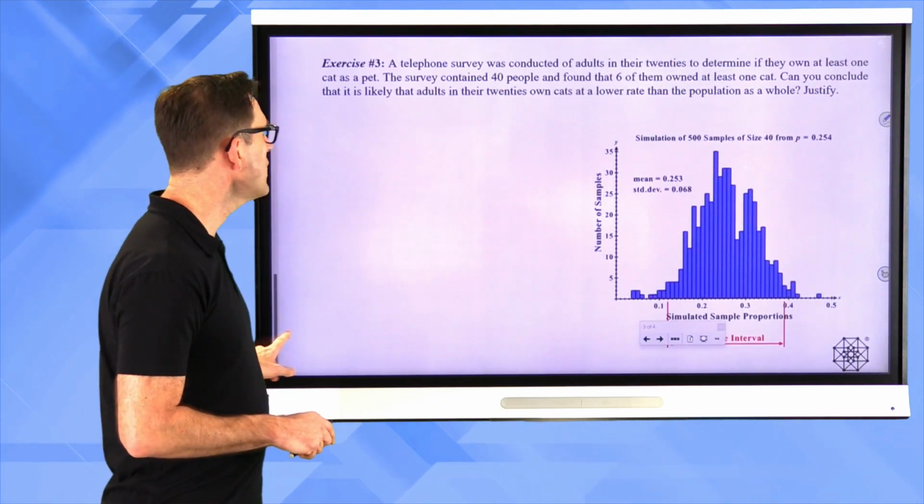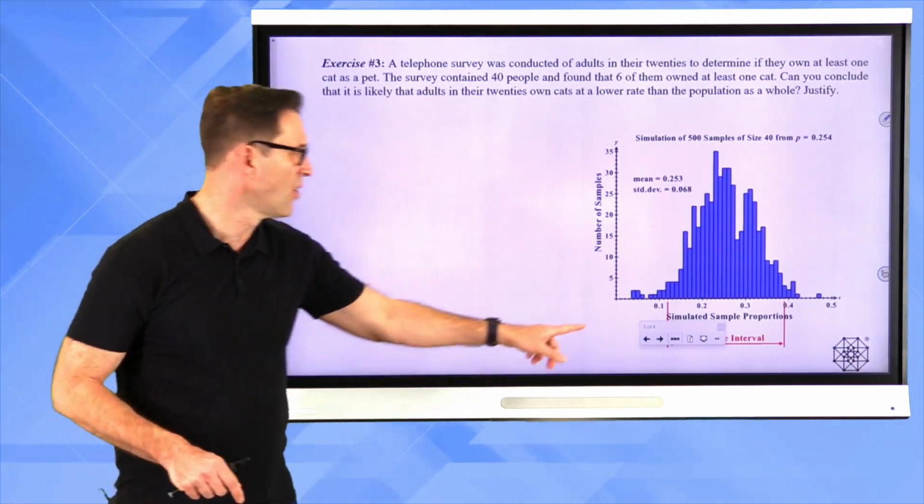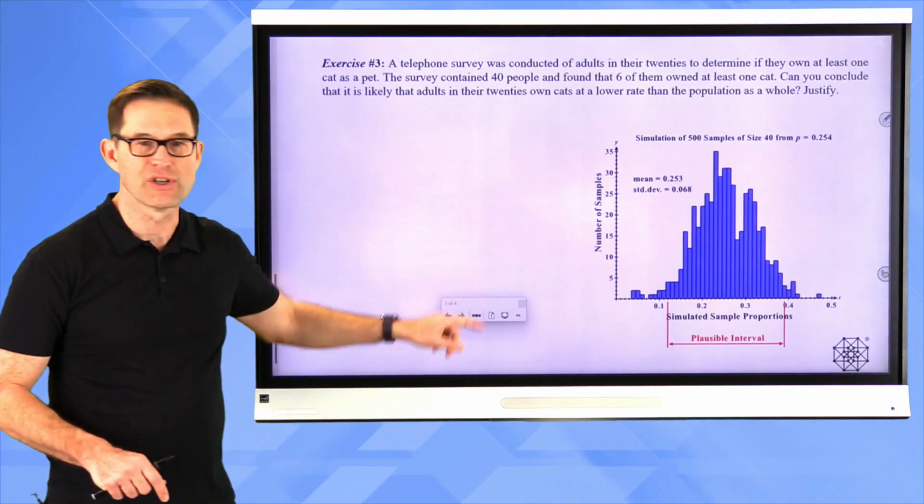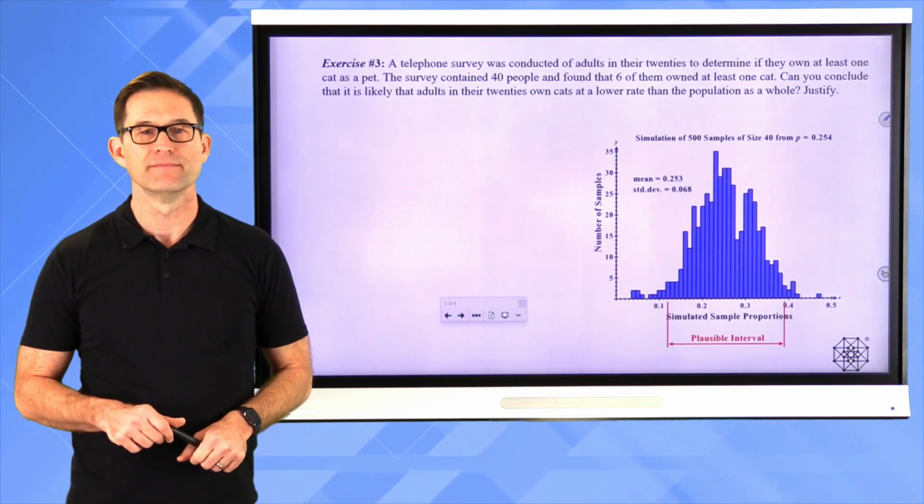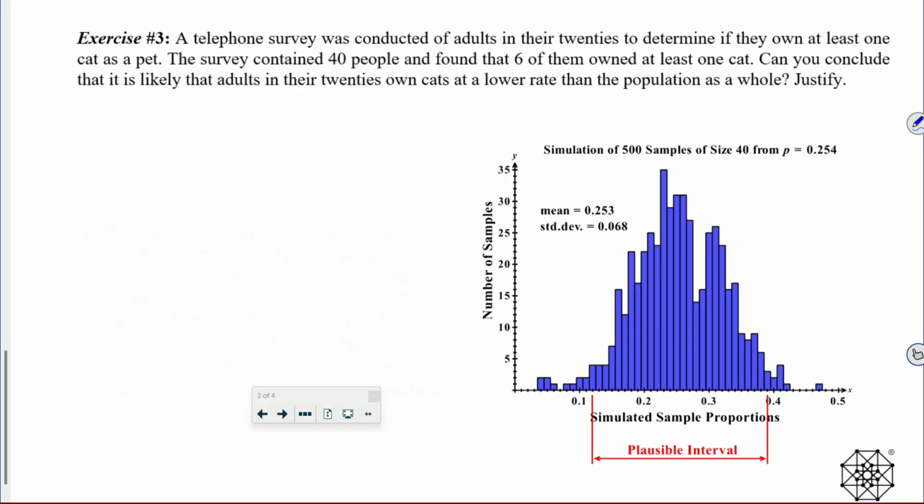Let's take a look at one last problem that is still concerning cat ownership. Exercise number 3. A telephone survey was conducted of adults in their 20s to determine if they own at least one cat as a pet. The survey contained 40 people and found that 6 of them owned at least one cat. Can you conclude that it is likely that adults in their 20s own cats at a lower rate than the population as a whole? Justify.